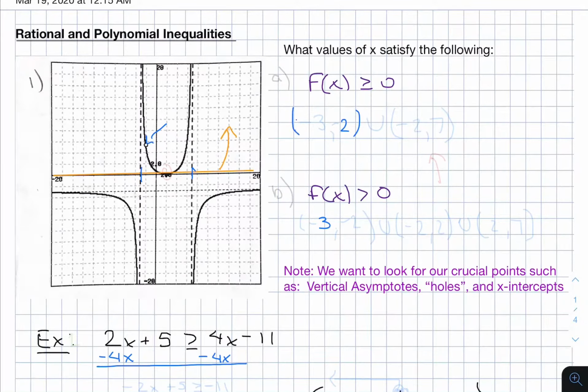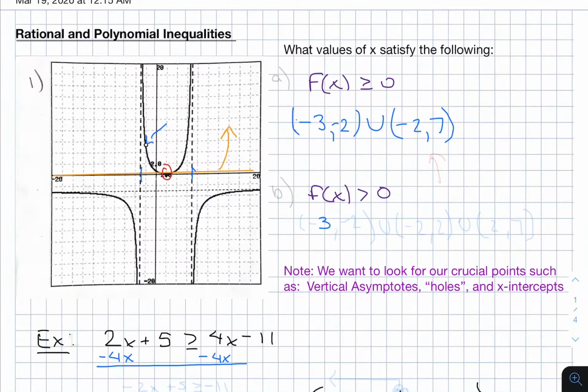So it's going to go from -3 up until this hole, which is at 2, -2, continue from -2 up to 7. And these are the x values for which the function is greater than or equal to 0. If we wanted to ask the question for which the x values were strictly greater than 0, then that would exclude all the x-intercepts, which is this point right here. And that would mean that we would have to create a hole at that point.